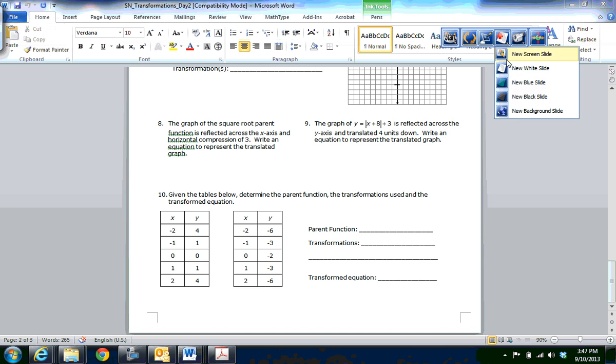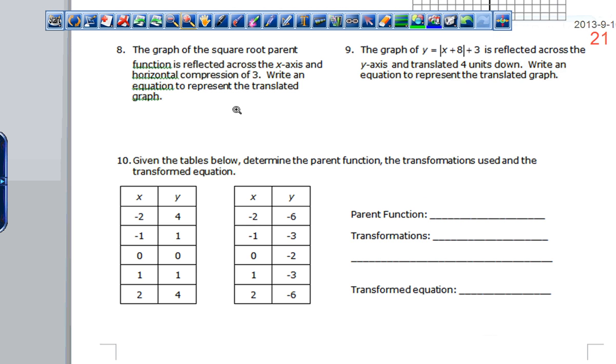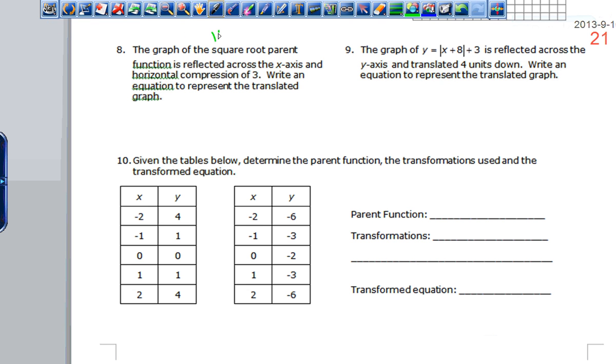Got 3 more, they'll go quick. Here we go, 3 more. Oh no, 8, 9, 10. Graph of the square root parent function. That's y equals square root of x. Reflected across the x-axis. So what does that tell me? A negative sign.